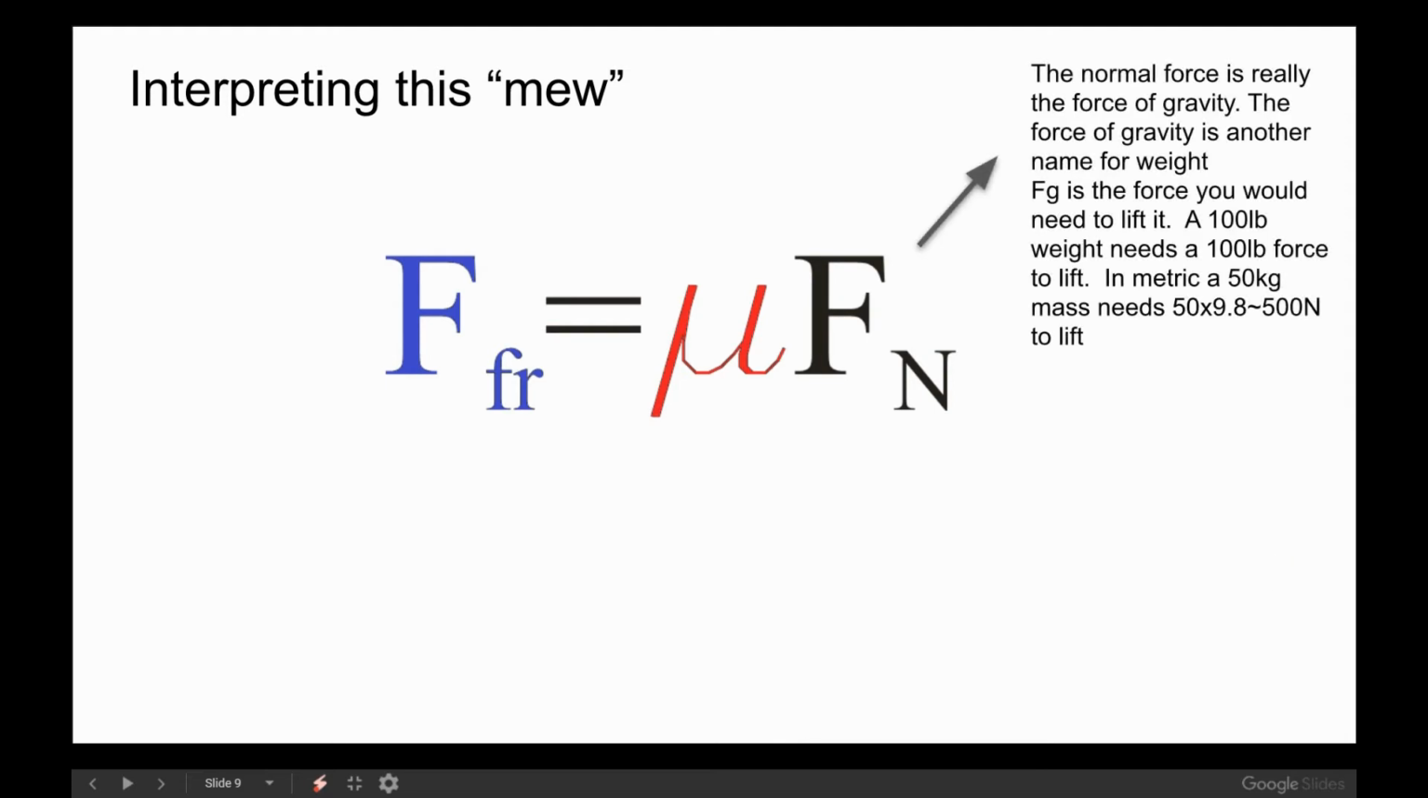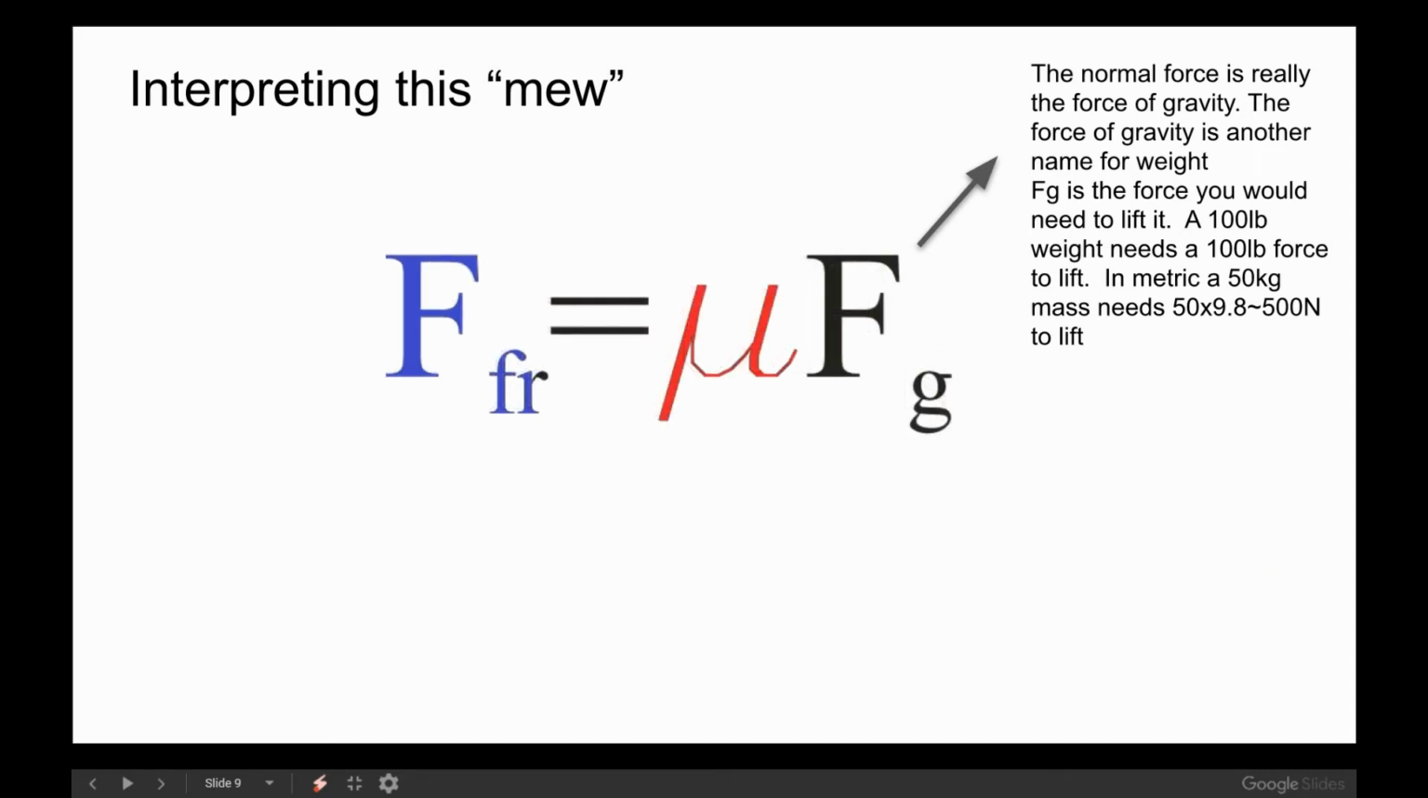The normal force is really the force of gravity in terms of size, but the force of gravity is another name for weight. Fg is the force you would need to lift it. A 100-pound weight needs a 100-pound force to lift. In metric, a 50-kilogram mass needs 50 times 9.8, m times g, approximately 500 newtons to lift.